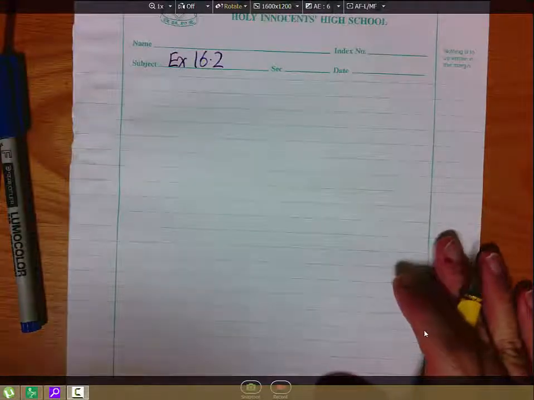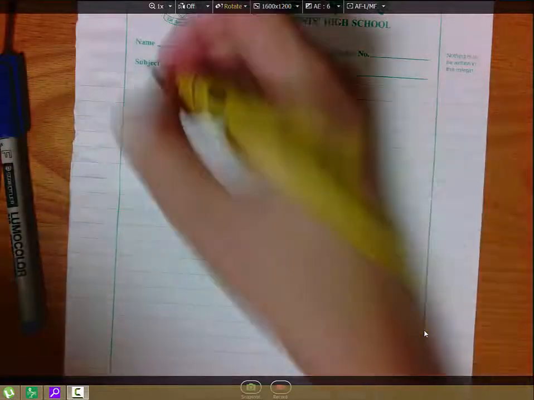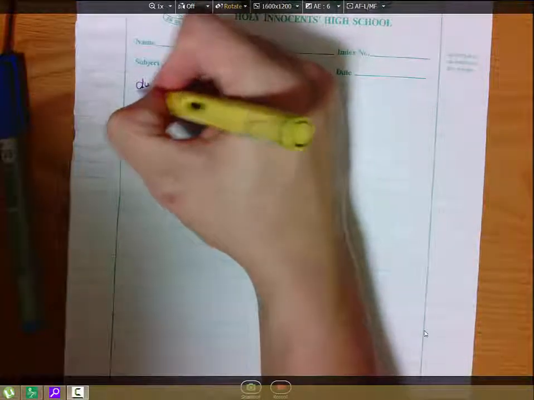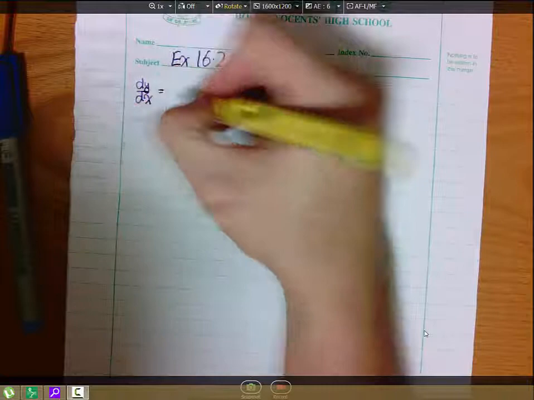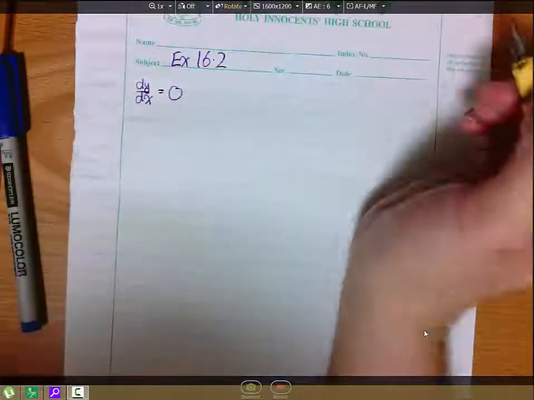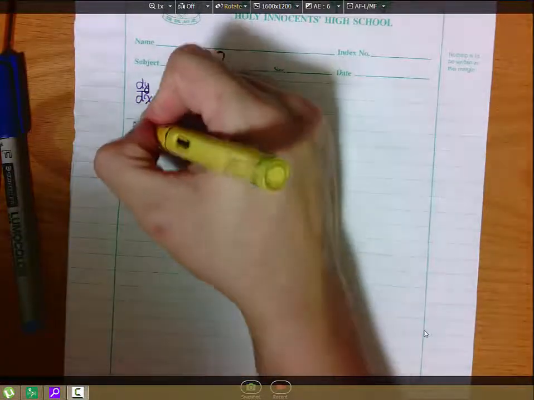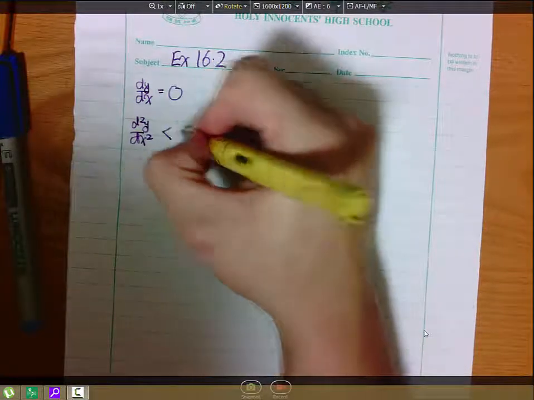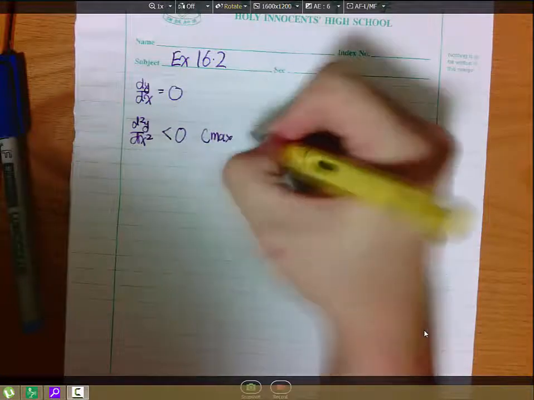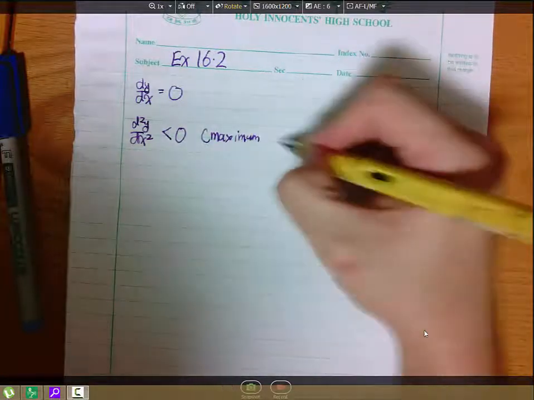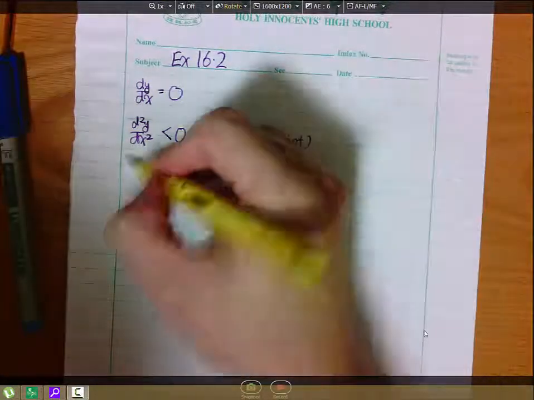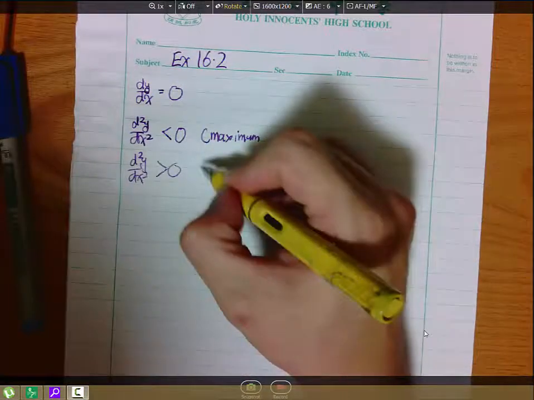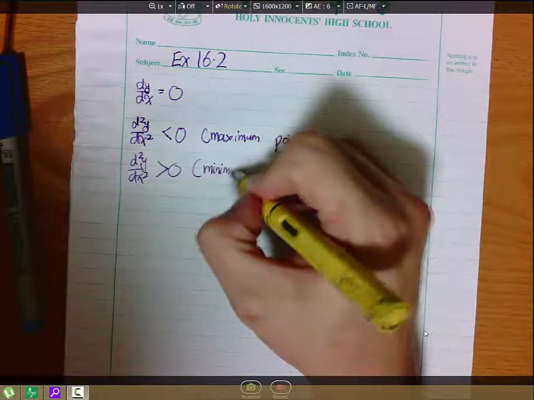Okay, now we cover chapter 16.2. Before that, we recap 16.1. In 16.1 we learned to find a turning point: we let the first differential be equal to 0. We also learned that if we use the second differential and the value is less than 0, what we have is a maximum point. And if the second differential is greater than 0, what we have is a minimum point.